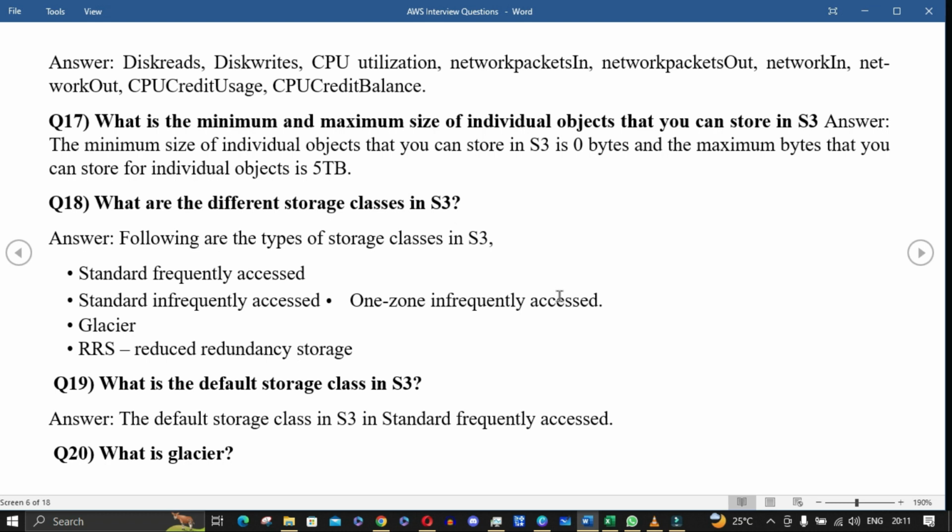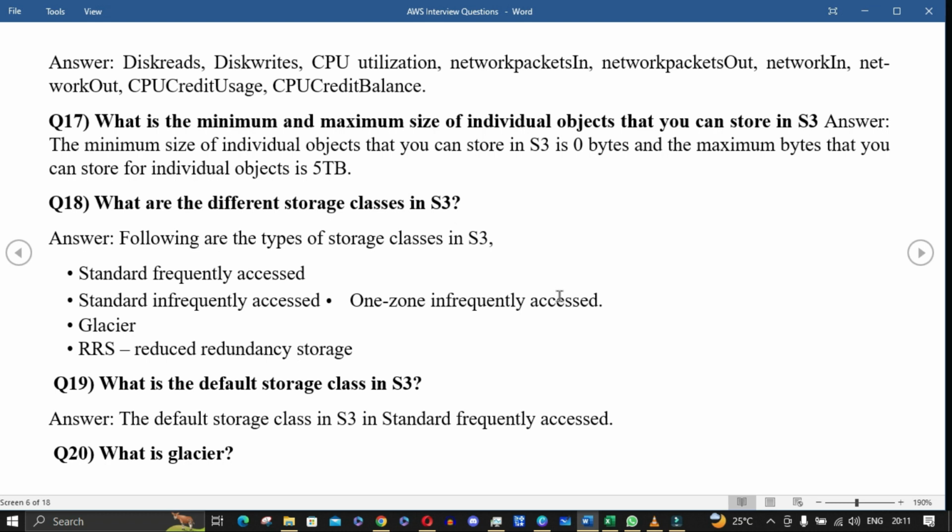What are the different storage classes in S3? Answer for the following question: standard frequently accessed, standard infrequently accessed, one zone infrequently accessed, Glacier, RRS, reduced redundancy storage.